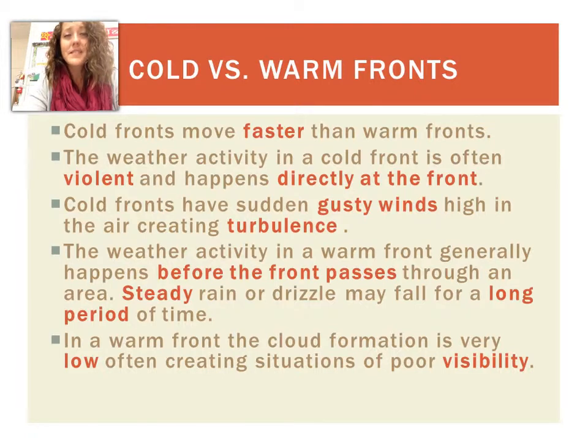Cold fronts also have sudden gusty winds high in the air, so it creates turbulence for jets and other planes that are trying to go higher into the troposphere. The weather activity in a warm front generally happens before the front passes completely through an area, and you'll expect to see a lot of steady rain or drizzle for a long period of time. Sounds familiar. In a warm front, the cloud formation is very low, so it often would affect people's visibility. It might make it hard to drive because of the fog that you would expect to see.